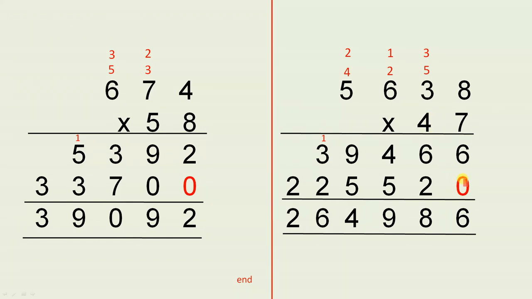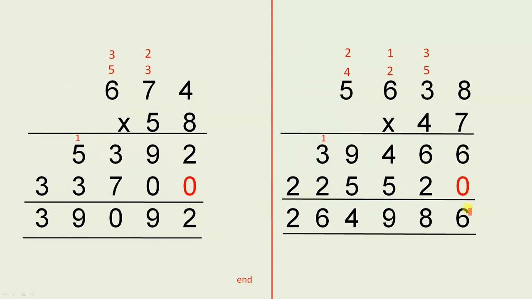Now we're multiplying by this 4, which really means we're multiplying by 40. That's why we put the 0 there. 4 eighths are 32. There's your 2 and there's your 3. 4 threes are 12, plus 3 is 15. There's the 5 and there's the 1. 4 sixes are 24, plus 1 is 25. There's the 5 and there's the 2. And 4 fives are 20, plus 2 is 22.